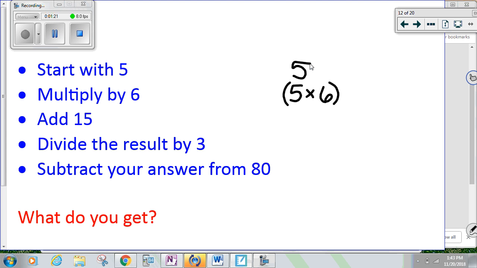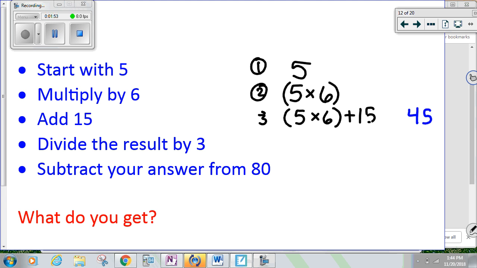So my next step is going to be to add 15. So 5 times 6. Having those parentheses helps me to remember that I've got to do that 5 times 6 first before I add that 15. So if I were simplifying this, I'd say 30 plus 15, I'd be at 45. We'll just write that over here so we can keep track of where we are. All right, so I'm going to divide that result by 3. So step 1, step 2, step 3. I'm going to divide the result by 3.